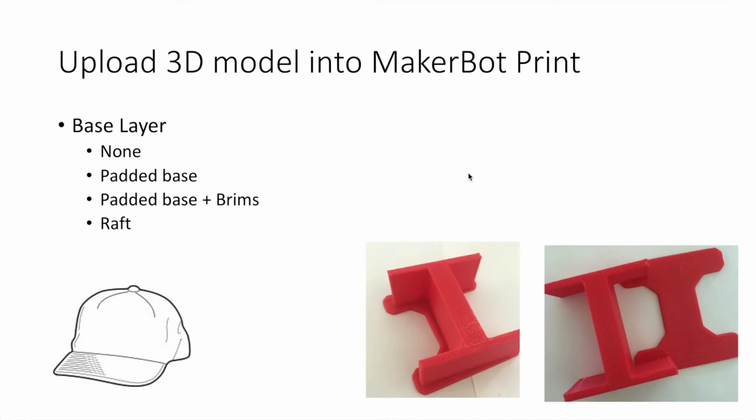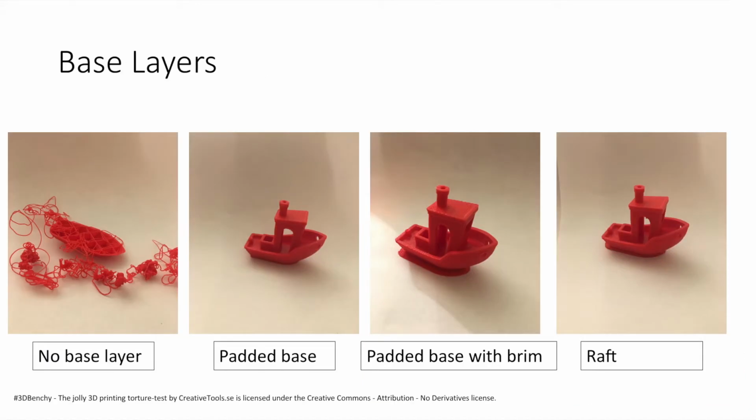Many 3D printers have a heated build plate, which helps that first layer adhere to the build plate. The MakerBot Replicator Z18 doesn't have a heated build plate, so it is important to use either a padded base with brim, or a raft to make sure that your print adheres to the build plate. I wanted to show you some examples of the same print, but with different base layers. All the way on the left, you can see if you have no base layer, this print will not adhere to the build plate. With a padded base with brim, and with a raft, it certainly will adhere.